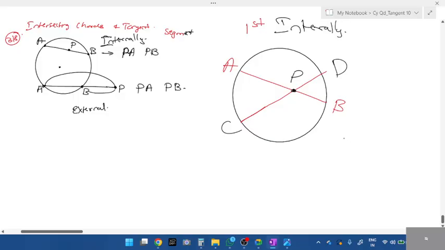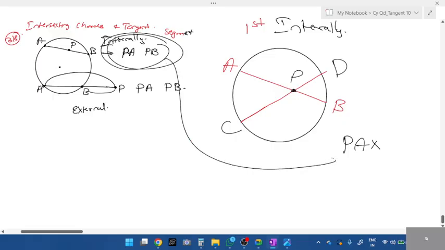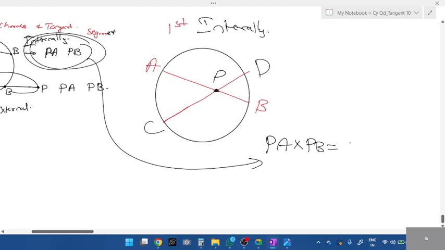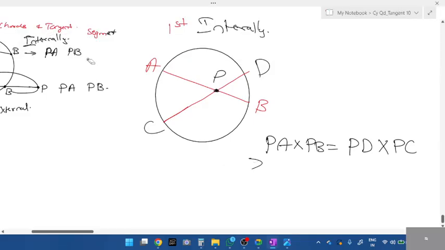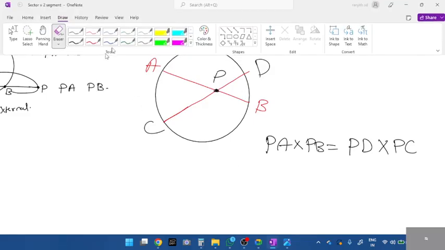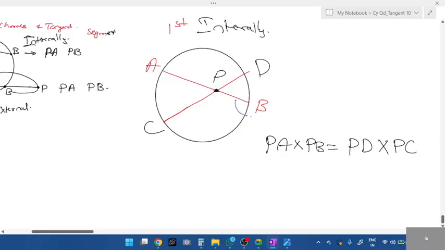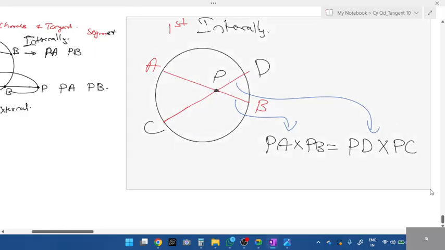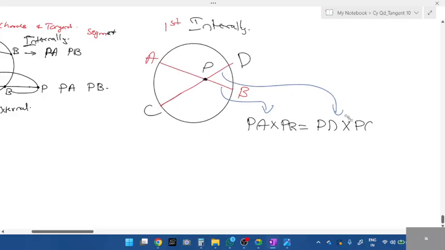So the first concept, whenever two chords intersect internally, the formula is PA into PB. Look at the first chord, PA into PB. I'm going to take this part. PA into PB is equals to PD into PC. For the first chord and for the second chord. Okay, for the first chord, this is the formula. For the second chord, this one, PD into PC. Internally. Even for external, it's the same. This is how the two chords will intersect internally.